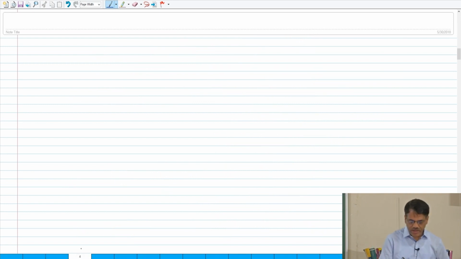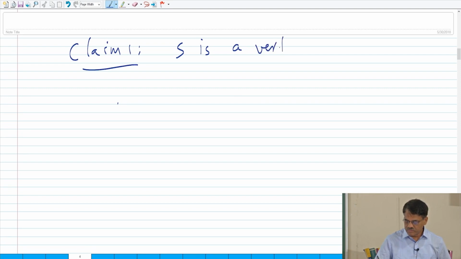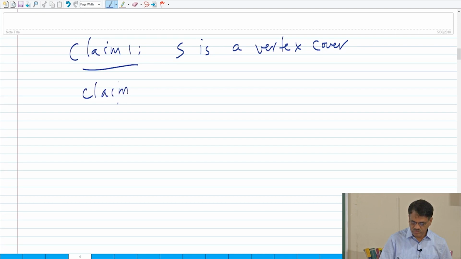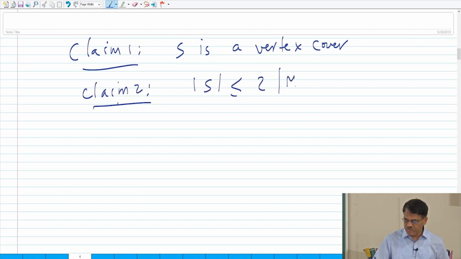Let us see. So, claim 1 is S is a vertex cover, and claim 2 is size of S is at most 2 times the minimum vertex cover. Okay, claim 1.